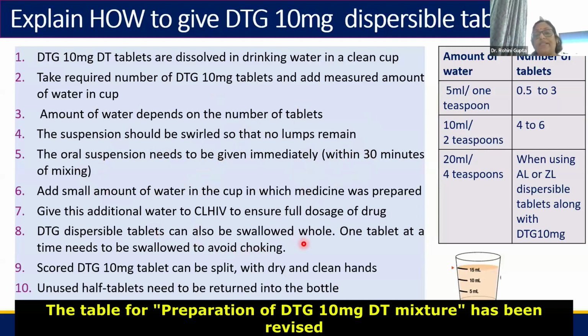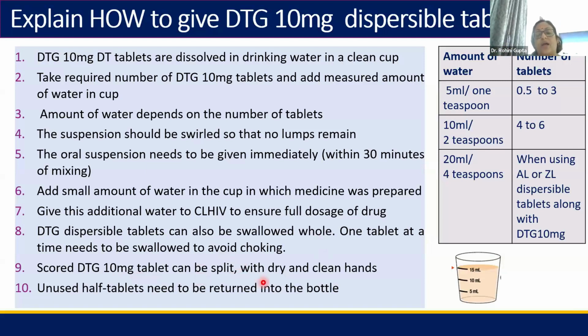DTG dispersible tablets can be swallowed whole. One tablet at a time should be given, and this should avoid choking. Remember, only children beyond 5 years of age can swallow tablets. Any child who is less than 5 years of age should not swallow tablets. They should be given the tablet dispersed or dissolved in water. Scored DTG tablets can be split with dry and clean hands, and the leftover half tablet needs to be returned to the bottle.